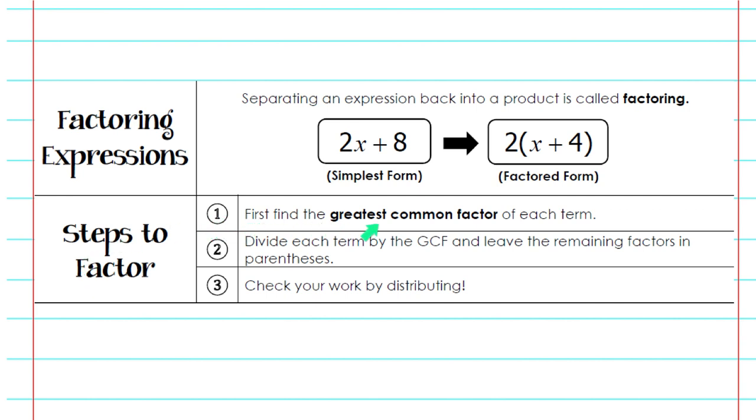So the steps to factor: the first thing we're going to do is find the greatest common factor of each term. For these two, 2 I can divide this number by, and I can also divide this number by 2. I cannot divide by a number bigger than 2 and come up with a whole number. So 2 is my greatest common factor in this example. Divide each term by the greatest common factor and leave the remaining factors in parentheses. Check your work by distributing.